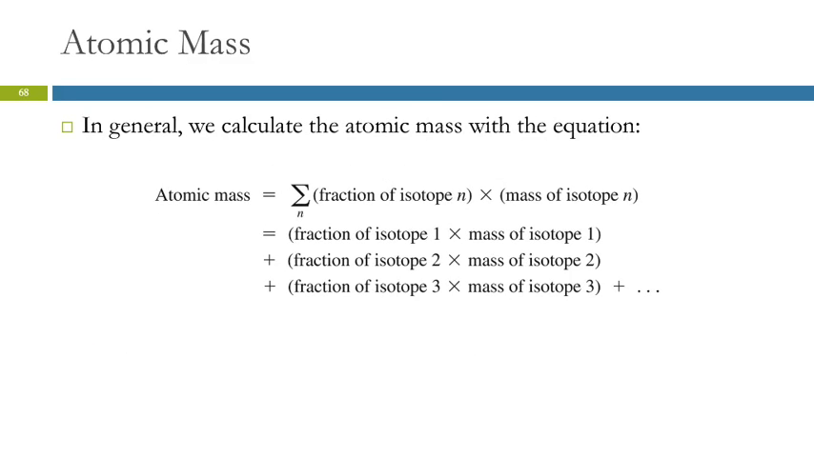So in math language, this is how this might be indicated. The atomic mass is the sum over n of the fraction of isotope n times the mass of isotope n. So you do this fraction times the mass for each of the individual isotopes, and you add them together.